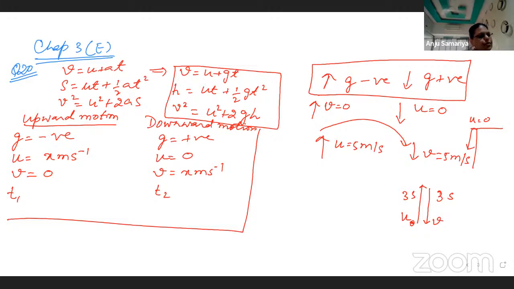I'll start from question number 9. A ball is released from a height. So when it is released from height, what is U? Quickly. 0. Ma'am, initial velocity will be 0.